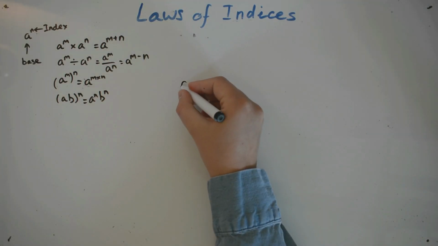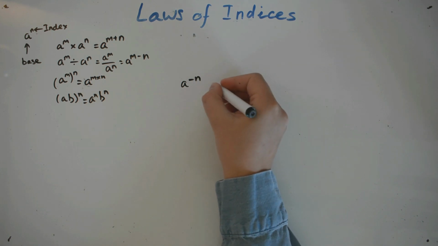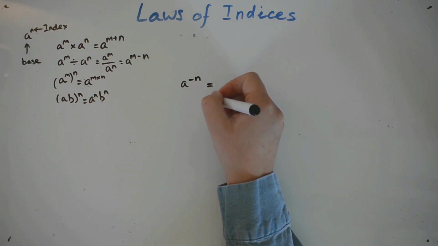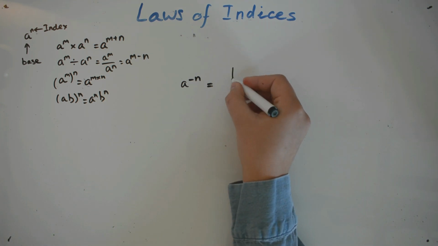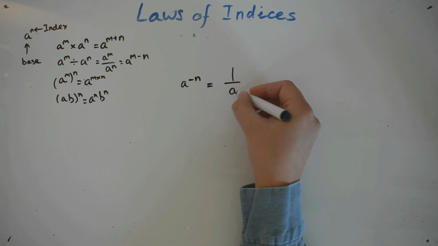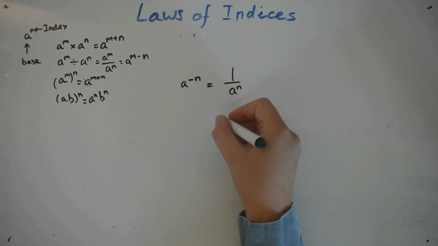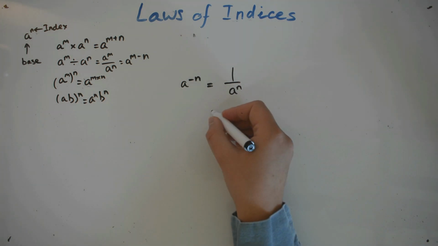Next rule is a to the power of minus n. So in indices, it's really important to remember you can never get a negative number unless you started with a negative number. So unless a is negative, you'll never have a negative number. So negative power just makes it 1 over a to the power of n.